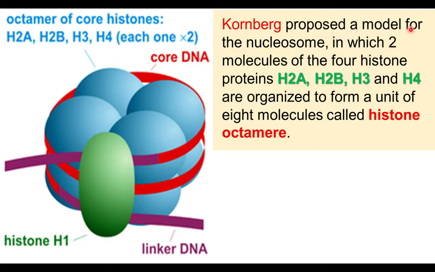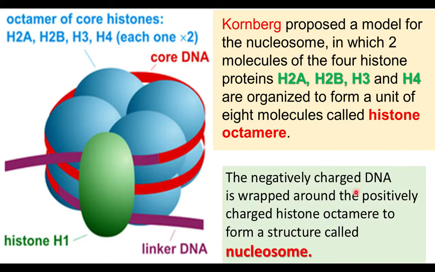Kornberg proposed a model for the nucleosome in which 2 molecules of each of the 4 histone proteins, H2A, H2B, H3, H4, are organized to form a unit of 8 molecules called histone octamer. The histone octamers are covered by 2 coils of DNA. The negatively charged DNA is wrapped around the positively charged histone octamer to form a structure called nucleosome.